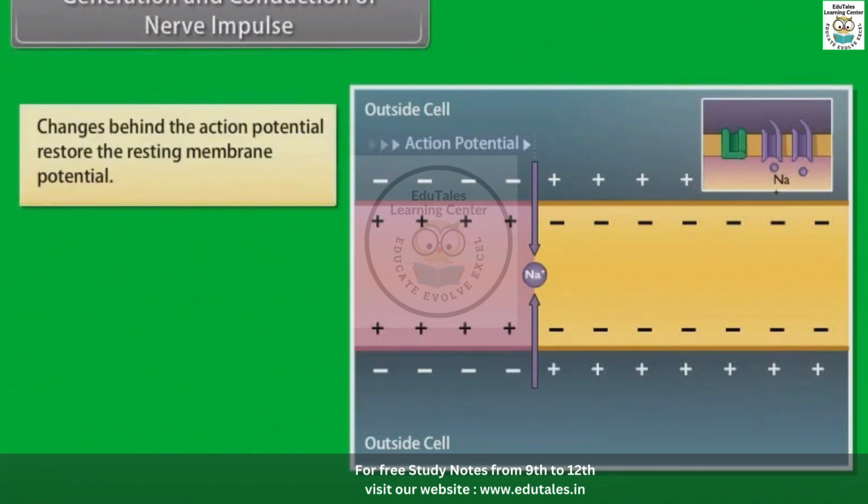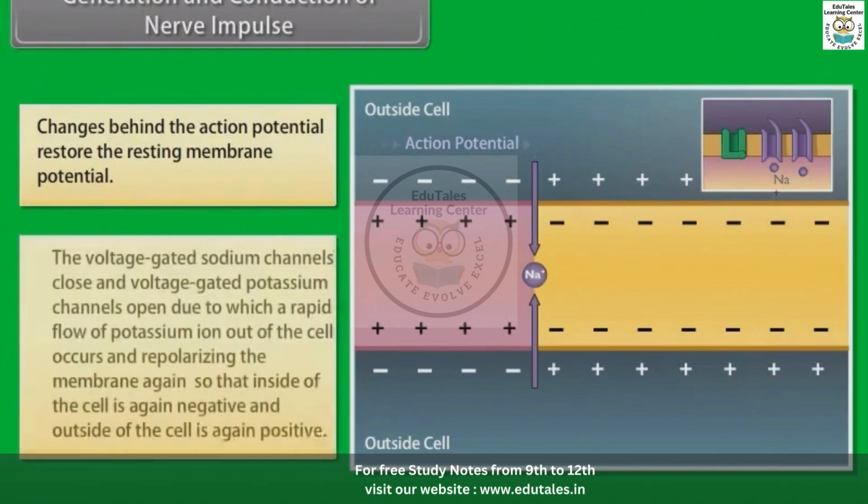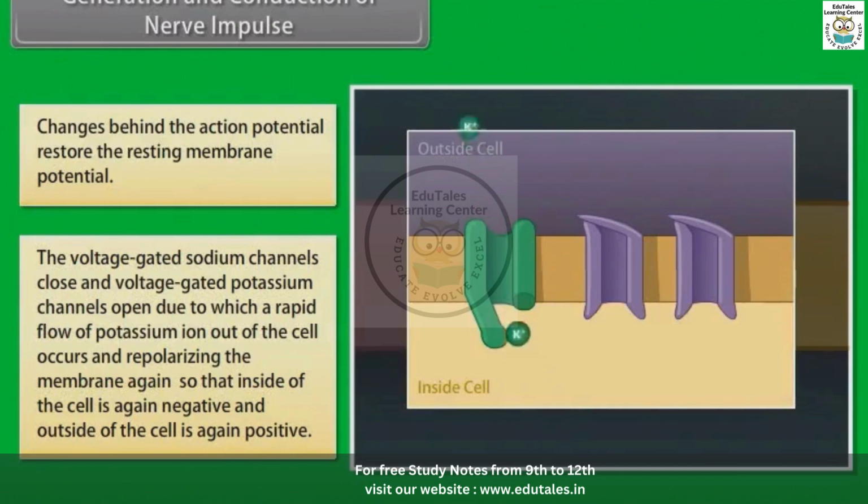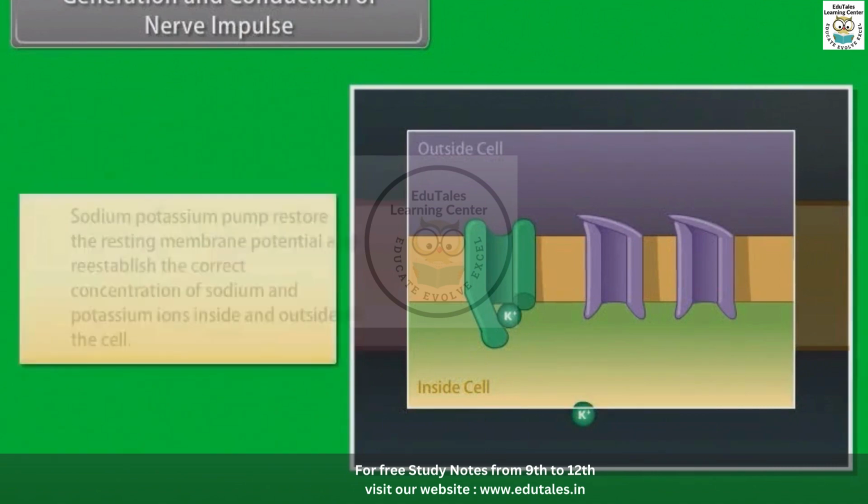Changes behind the action potential restore the resting membrane potential. The voltage-gated sodium channels close and voltage-gated potassium channels open, due to which a rapid flow of potassium ions out of the cell occurs, repolarizing the membrane again, so that inside of the cell is again negative and outside of the cell is again positive.